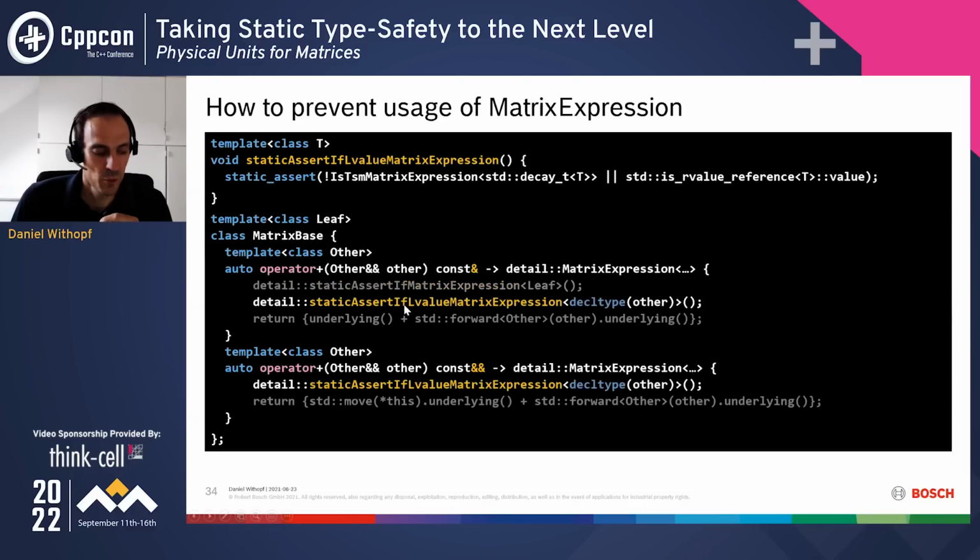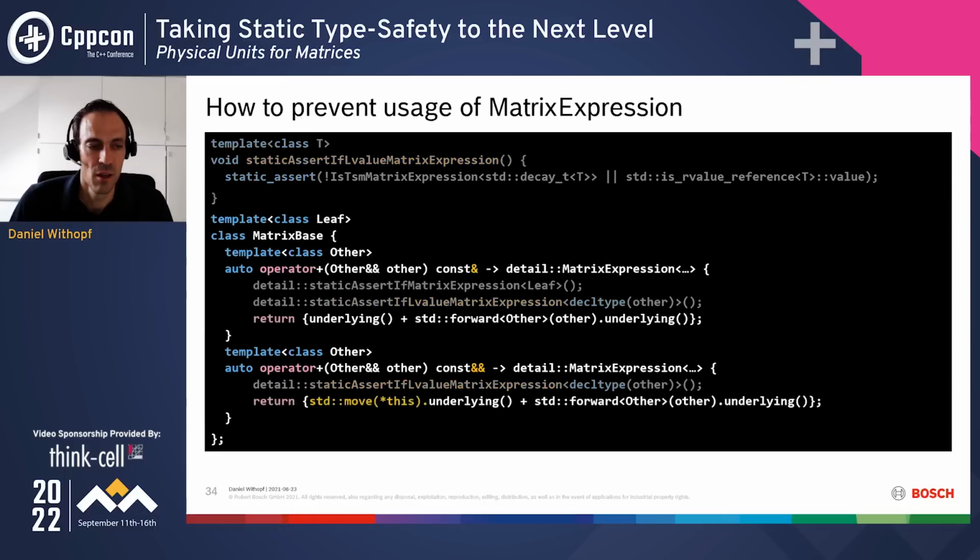The second thing that we have to do, we now also have to check that the argument that we are passing to that addition, so the second argument of the addition, also is not an lvalue matrix expression. This can again be done with a simple helper method. And again, if it would be the case, we fire a static assertion. And last but not least, we simply execute the addition in the underlying linear algebra library.